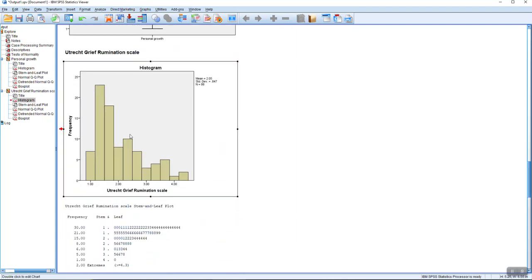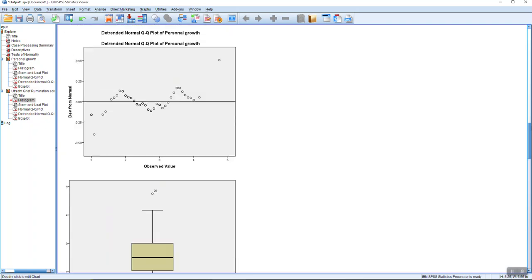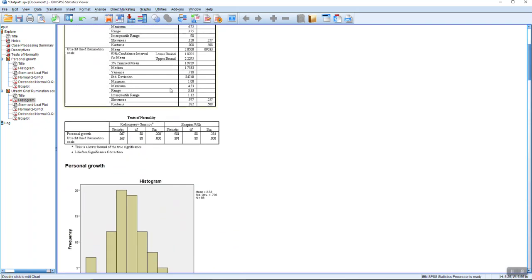Moving towards the histogram for grief rumination, as we have already decided on the basis of significance value that this variable is not normally distributed. So you can see that this is not a normal curve. It has a long tail towards right. So this is skewed. Also, the normal QQ plot shows that the data points do not fall on the normal line. They are away from this normal line. So these figures have confirmed that the variable personal growth is normally distributed while grief rumination is not normally distributed.